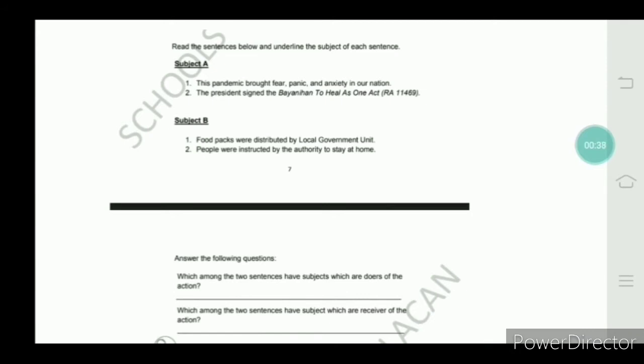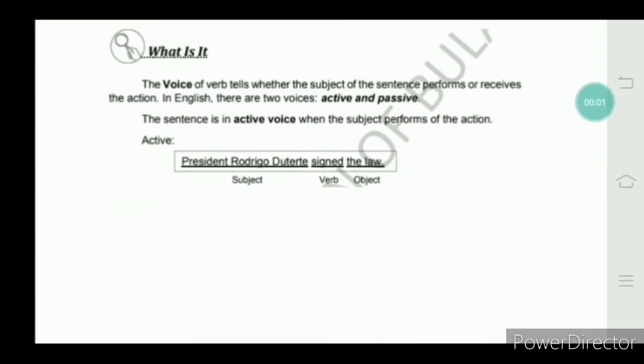And then after underlining the subject for A and B, you will answer the following questions on page number 8. On page 8 of your module 3, we have the main discussion of the topic. We will now discuss the difference between active and passive voice. What is voice? The voice of a verb tells whether the subject of the sentence performs or receives the action. In English, there are two voices. We have active and passive. The sentence is in active voice when the subject performs the action.